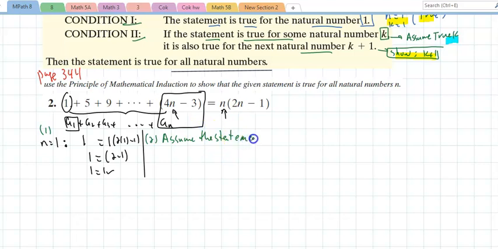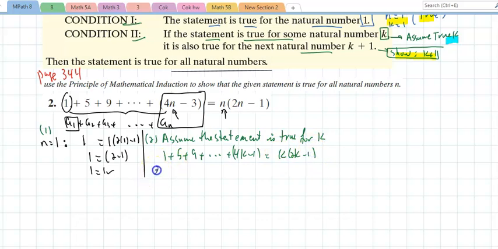Yeah, you can say that. The statement is true for K. Meaning what? Wherever you see an N, plug in a K. 1 plus 5 plus 9 plus 4K minus 1 equals K into 2K minus 1. That's my assumption. Now, what's your goal?